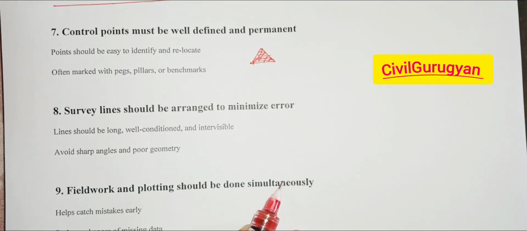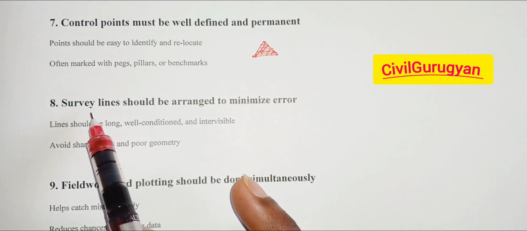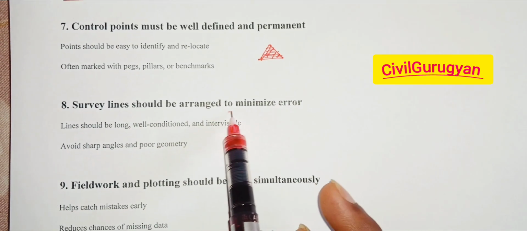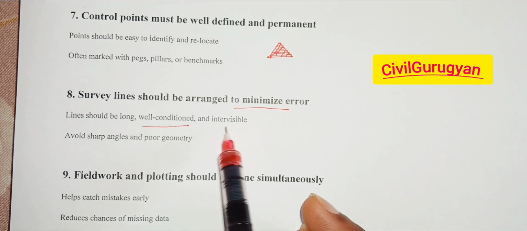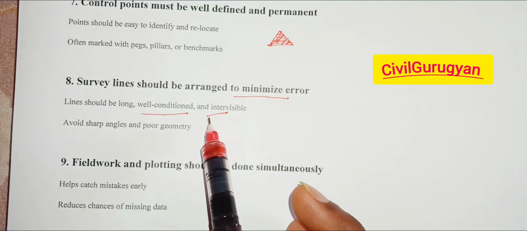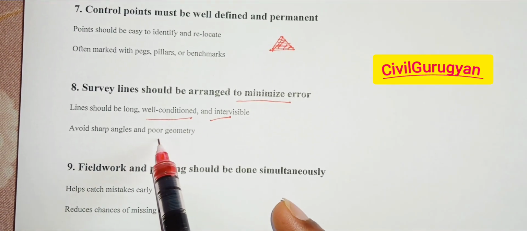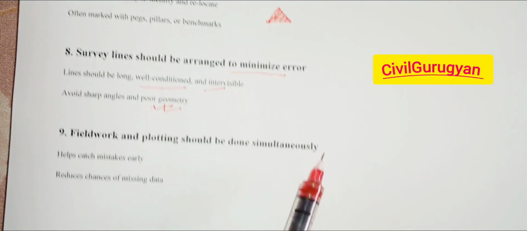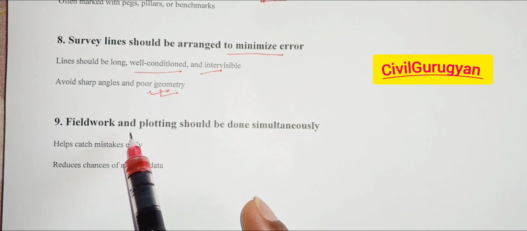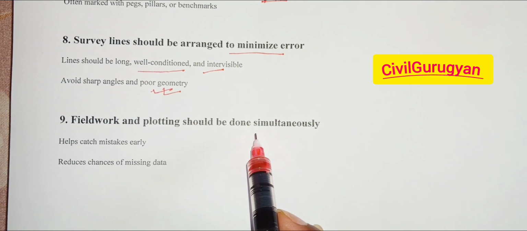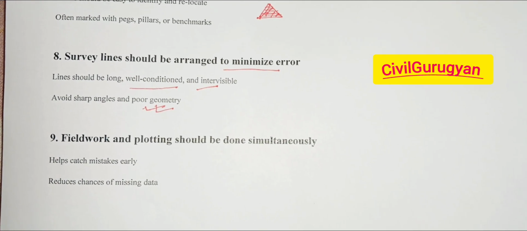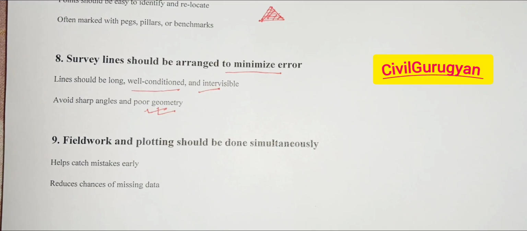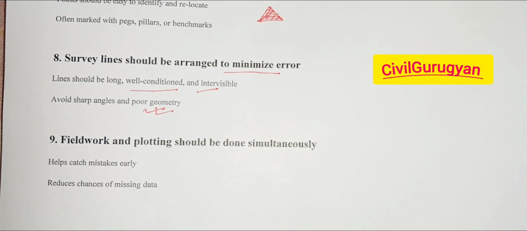Similarly, the 8th point is survey lines should be arranged to minimize error. This means lines should form well-conditioned triangles or be intervisible. Avoid sharp angles and poor geometry. Similarly, 9th number is field work and plotting should be done simultaneously. This means during surveying, no data should be missed so that it does not become difficult during the measurements.